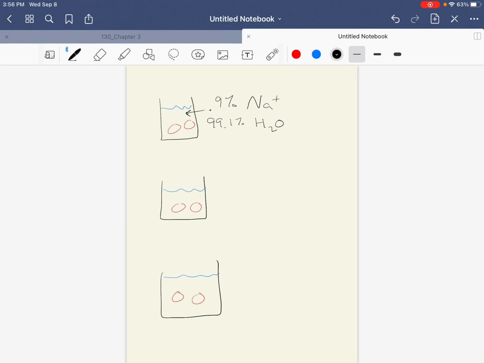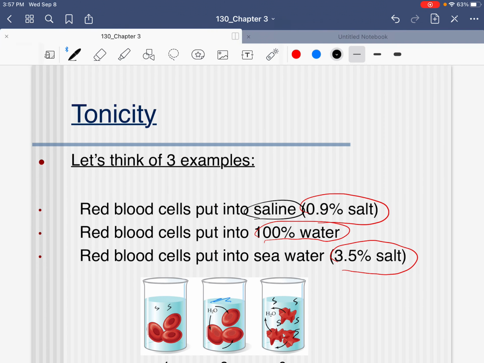In the second scenario, we put the red blood cells in 100% water. So this is 100% water. And then in a third example, we had some water, but we had a 3.5% salt solution. And again, same thing happens. If we know it's a salt water solution, and if 3.5% of it is salt, then the remaining part of it, 96.5%, is water.